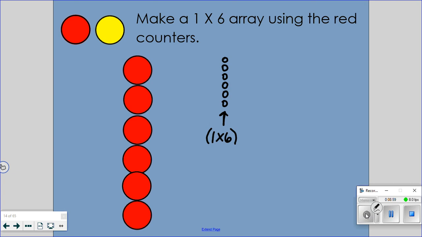We've built 1 group of 6. We drew 1 group of 6. I want to double it. So I want you to build another group of 6, this time in yellow, right next to it. So I'm going to start moving my yellow counters right next to my red counters. I'm doubling. We talked about doubles. Bowen gave us that awesome definition for doubles.